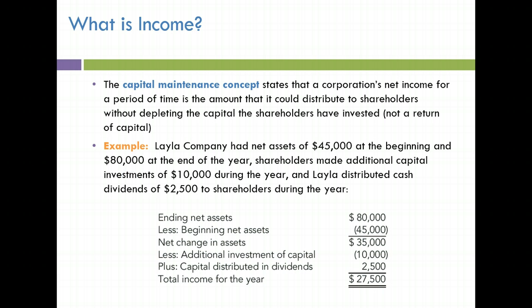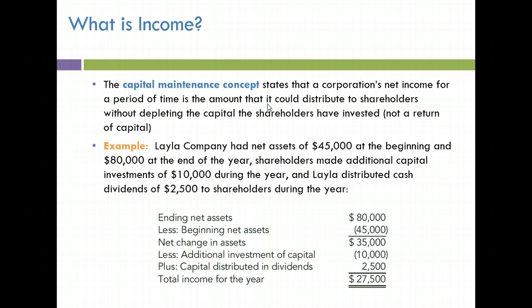Next, the question is, what is income? Basically, the concept called the capital maintenance concept, which I want you to know, is really stating, over a certain period of time, how much money is really going to go to the shareholders if everything was said and done. In one period of time, the net income is the amount it could distribute to the shareholders without depleting the other capital in the company.